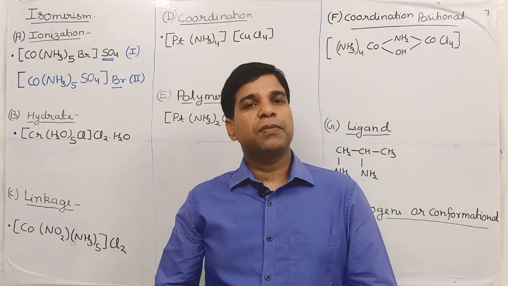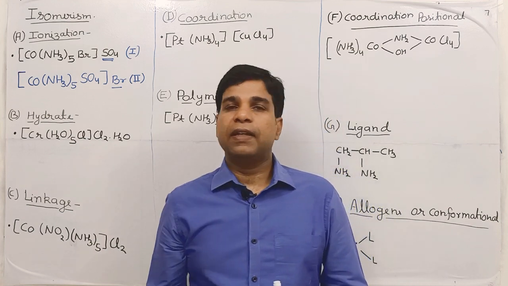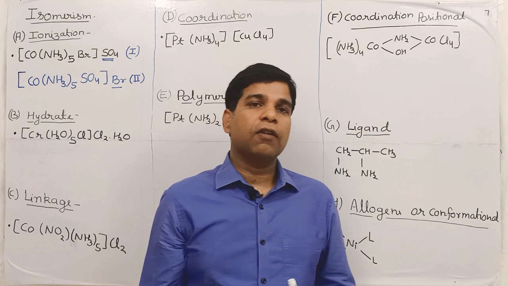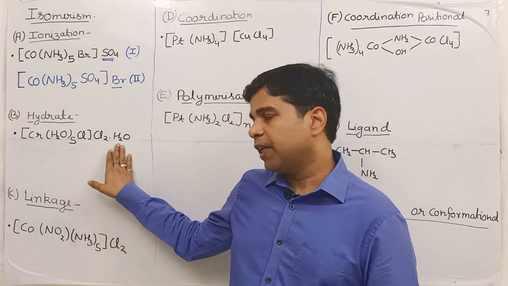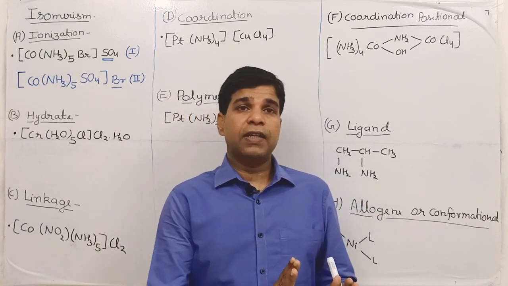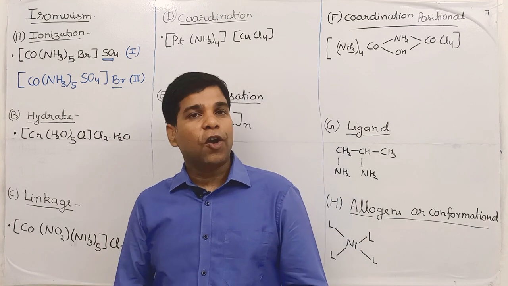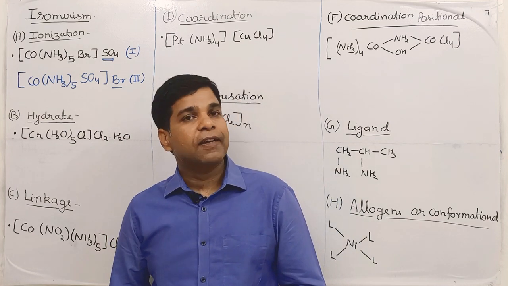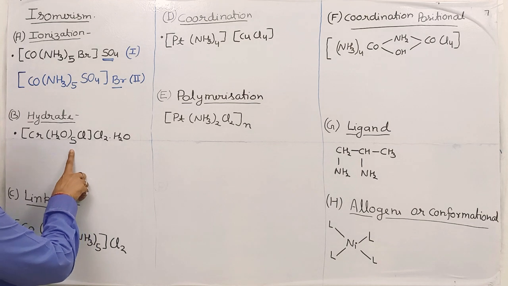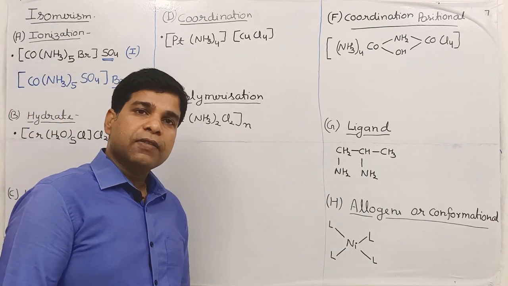Now the next isomerism is called hydrate isomerism. As we know, water can act as a ligand, as well as the water of crystallization. Whenever we have a water molecule outside the square bracket, outside the coordination sphere, it works as water of crystallization. But whenever this water molecule is present inside the coordination sphere, then it acts as a ligand. Suppose I have this compound. In this compound, 5 water molecules act as ligands and 1 water molecule acts as water of crystallization.